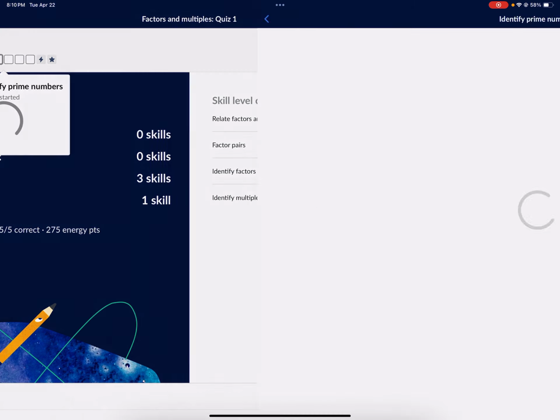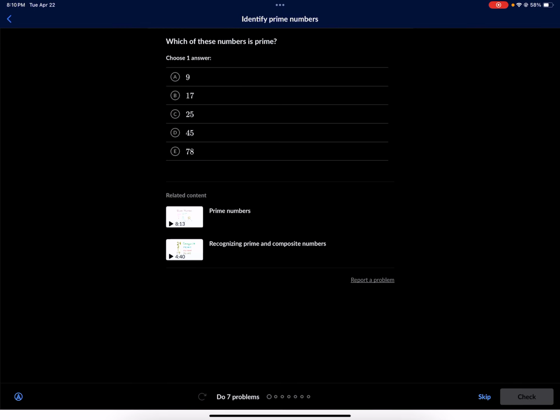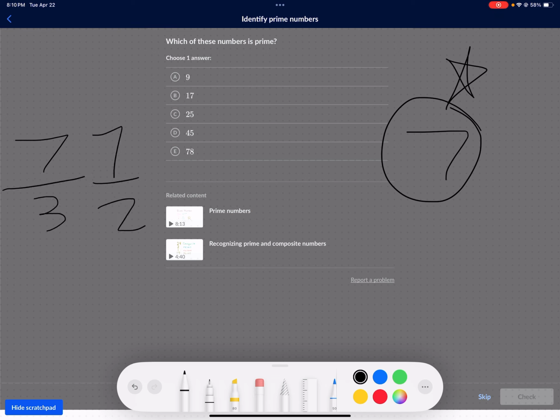Okay, let's move on to the next one. Identify prime numbers. This one might be a little new, so I'll explain. Prime numbers are numbers that cannot be divided by any other numbers other than itself or 1. For example, 7 is a prime number. If it is divided by 3 or 2 or whatever, it'll always turn out as a decimal. The only way it can be a whole number is if it's divided by itself, in this case 7, or 1.